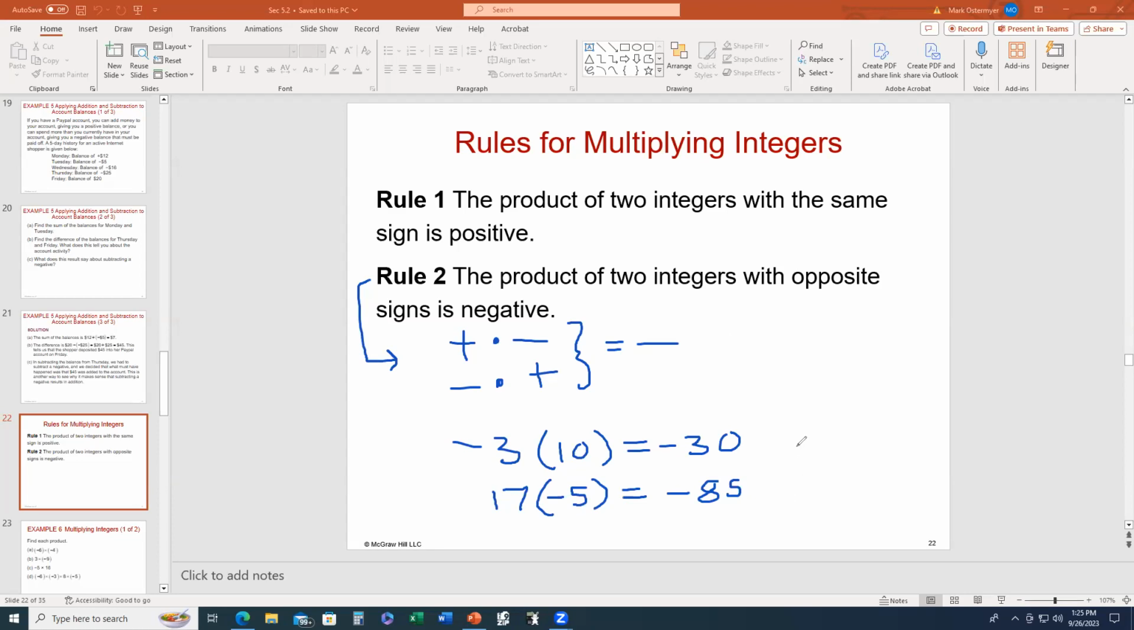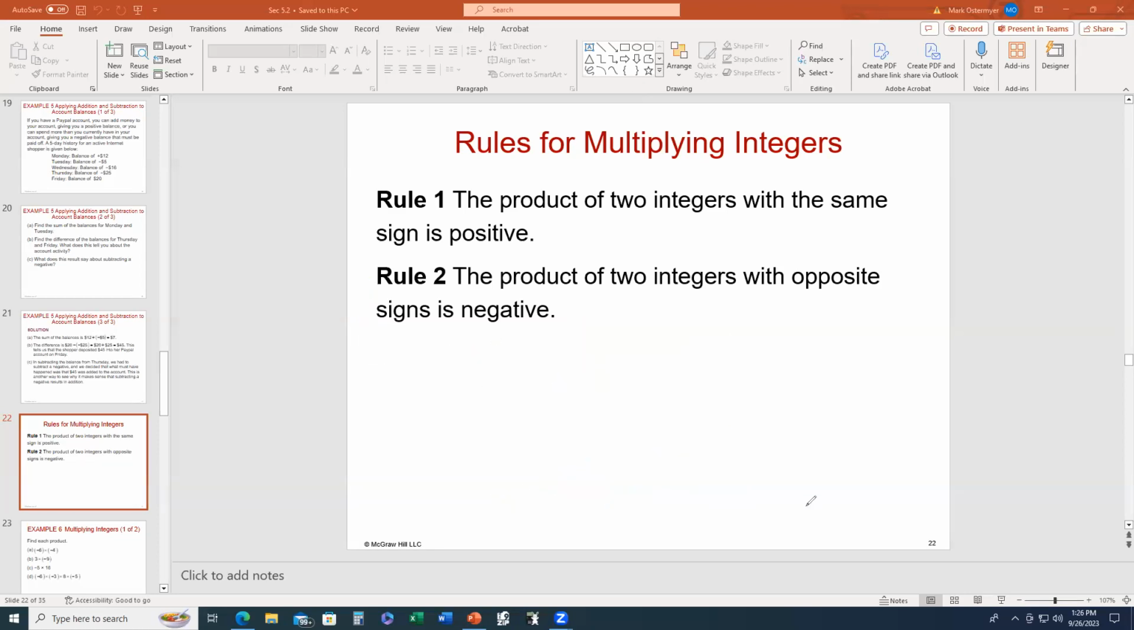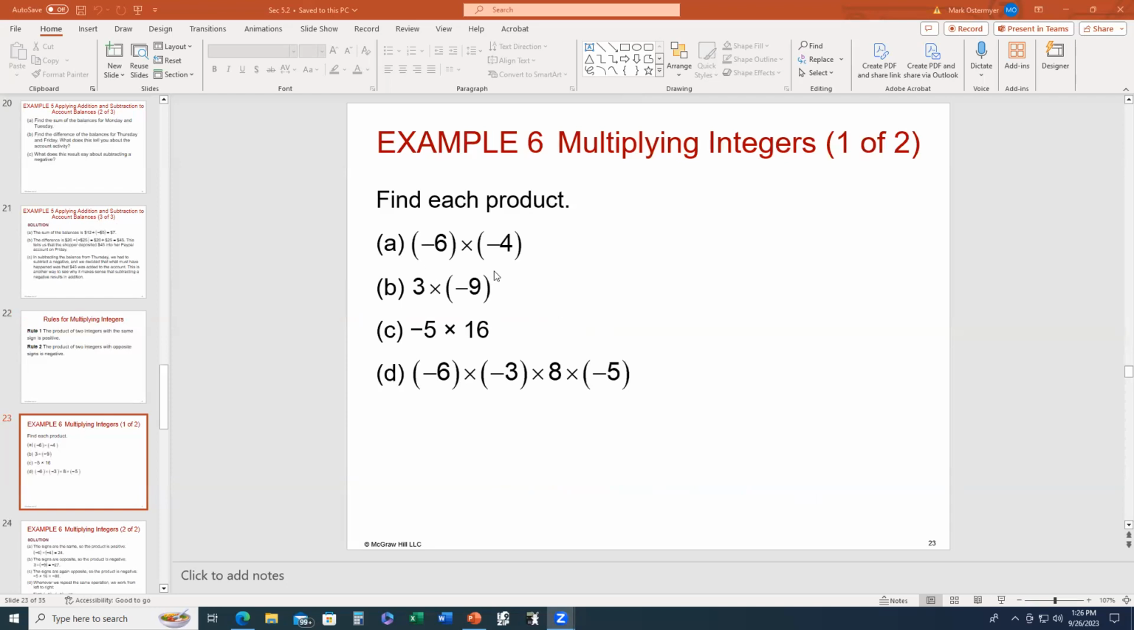Now we have all the rules for multiplication. Any questions about any of these, or do we have these all accounted for? All right. Now here's the good news. Here's the beautiful news. The rules for multiplication are identical to the rules for division with signed numbers. Yeah, they're the same. So there's good news around the bend here.